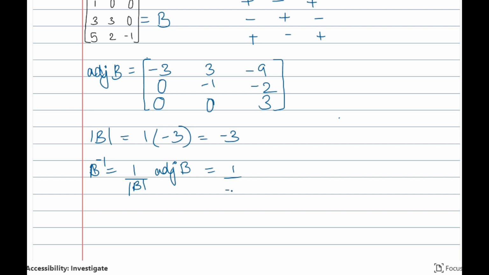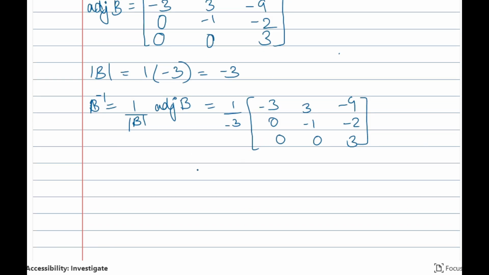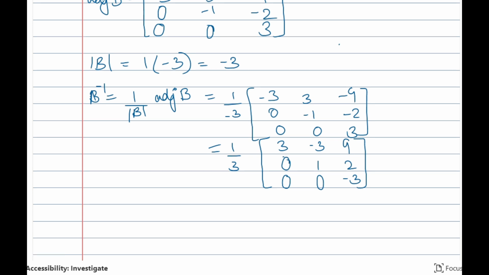So it's going to be 1 upon minus 3 into your adjoint matrix, which is minus 3, 0, 0, 3, minus 1, 0, minus 9, minus 2, and 3. What we'll do now is we'll take the negative inside, right? So it becomes 1 by 3 into 3, 0, 0, minus 3, 1, 0, 9, 2, minus 3. And there, with that, we are done with this question.